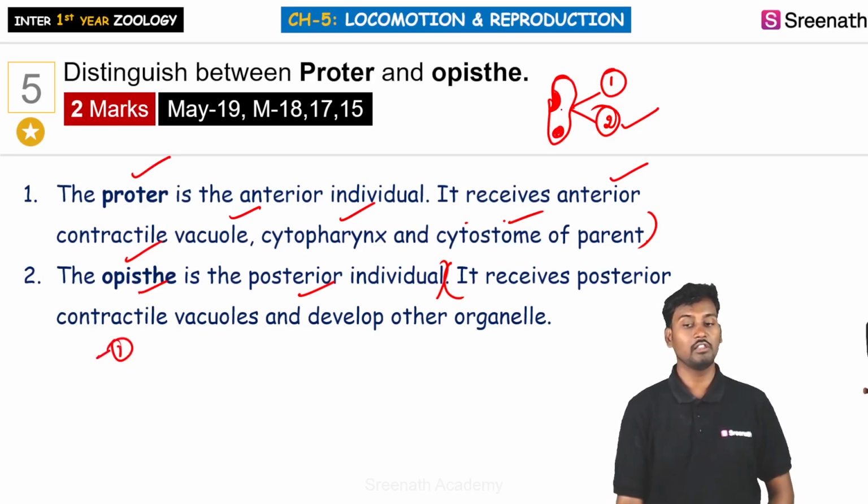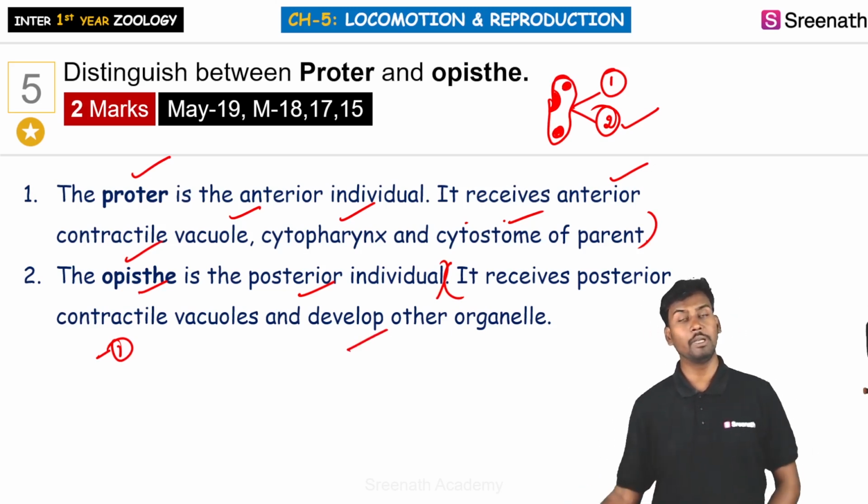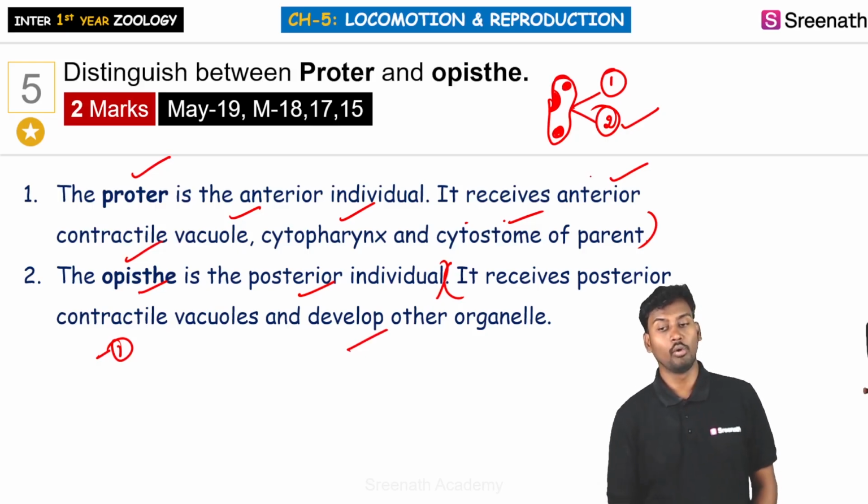That is received here. It doesn't receive much from the parent, but most of the time it will be developing on its own. So proter is the anterior individual, which receives the anterior contractile vacuole, cytostome and also cytopharynx, whereas the second one is the posterior individual, opposite, which receives the contractile vacuole and develops new organelles.